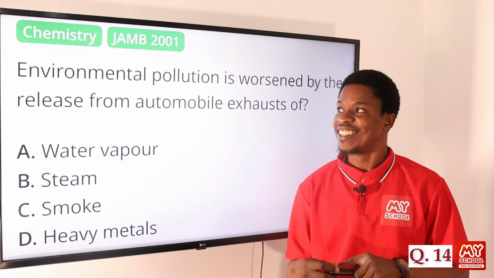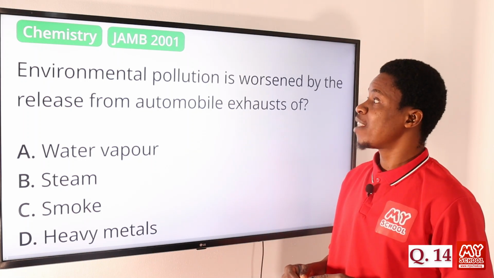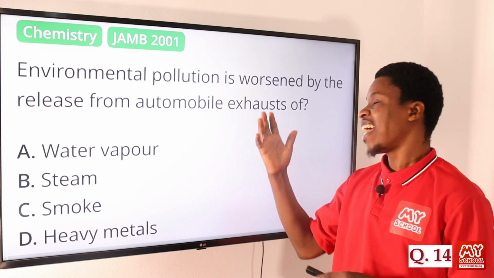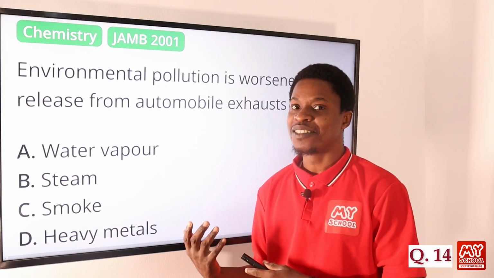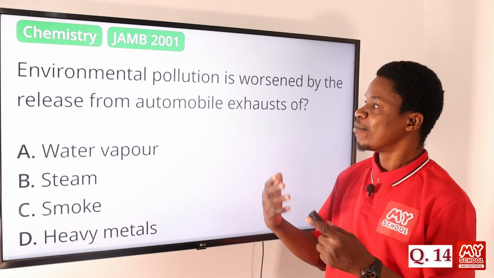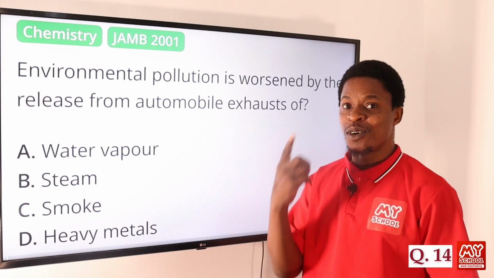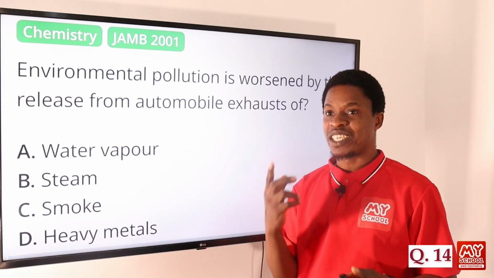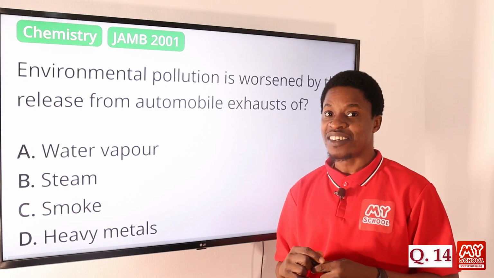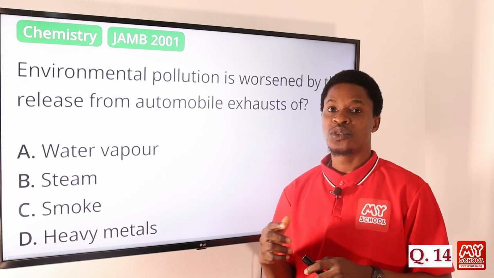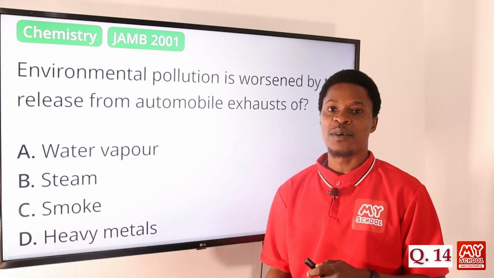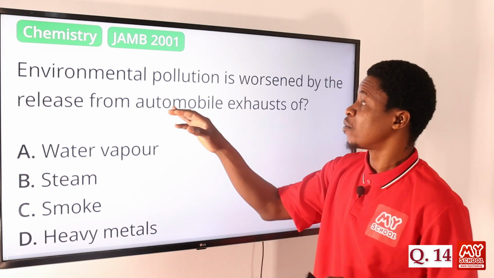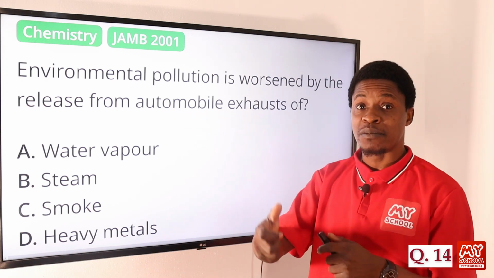Question number 14. Environmental pollution is worsened by the release from automobile exhaust of, I think this one should be a bonus mark, from automobile exhaust pipe. It is only one. We have other gases there, but there's one that is actually poisonous. That is carbon 2 oxide, or what we call carbon monoxide. The formula is CO. Where do we get that? From automobile exhaust. We get it from generators.